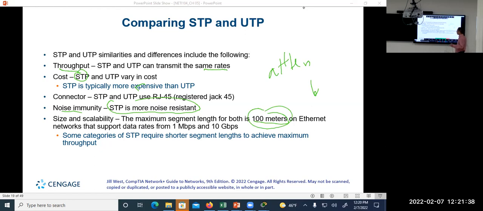And remember, from the performance point of view, ATP and UDP for the throughput, it's always the same. The only thing is that it can protect it from the external interference. That's why it's more expensive and it's harder for you to install the cable and terminate to the RJ45.